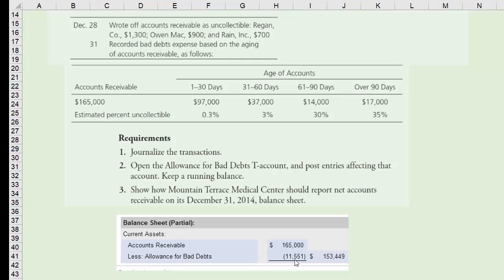We would show accounts receivable equal to $165,000 because that's what they gave us, less the allowance for bad debt. That was that $11,551 we had to calculate. So the net accounts receivable is $153,449. Now, some people might call that accounts receivable at its net realizable value.